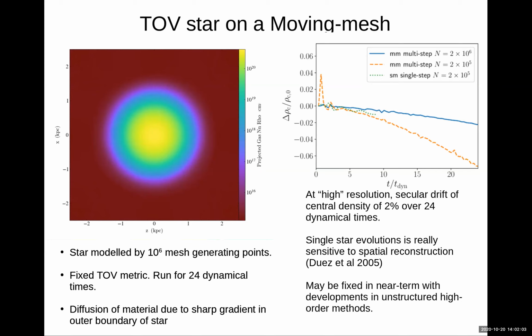This is terrible compared to what grid codes are able to achieve, right? But we know what the problem is. These single star evolutions are extremely sensitive to spatial reconstruction. And for these moving mesh methods, thus far, the only reconstruction method that's been really developed is second order. And so you probably need to go to higher order too, right? So this may be fixed in the near term with developments in unstructured higher order methods, which I don't know much about, but I'm hoping to learn more about it.